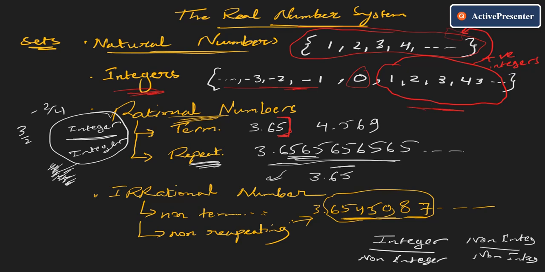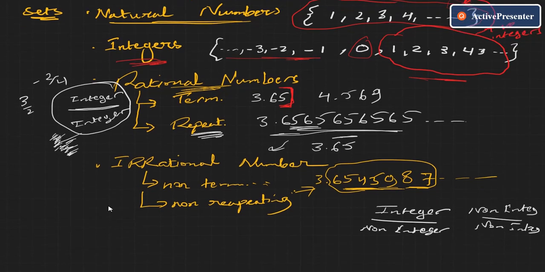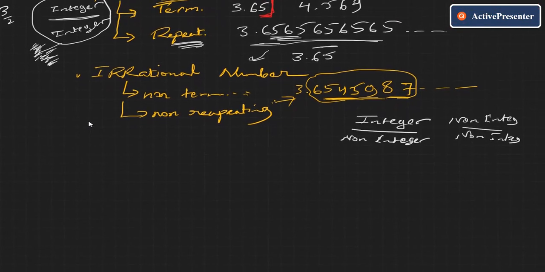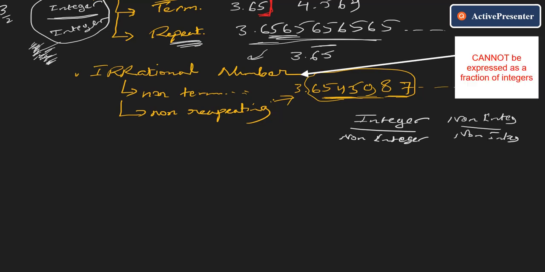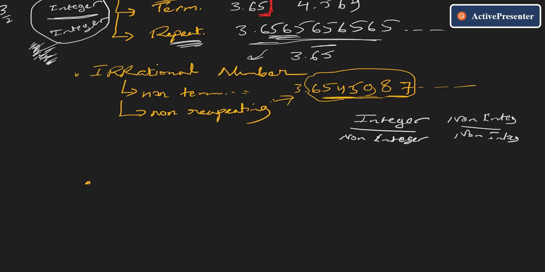So if we take the other sets, right now we have two more sets. The other set we are having is prime numbers.